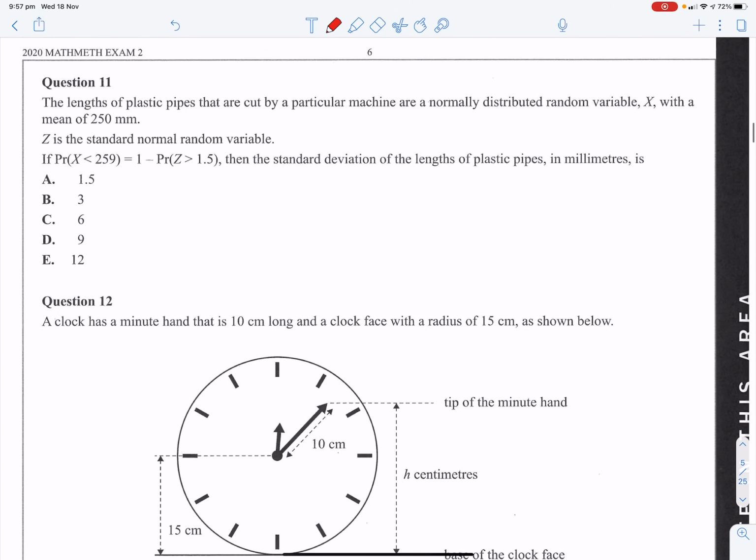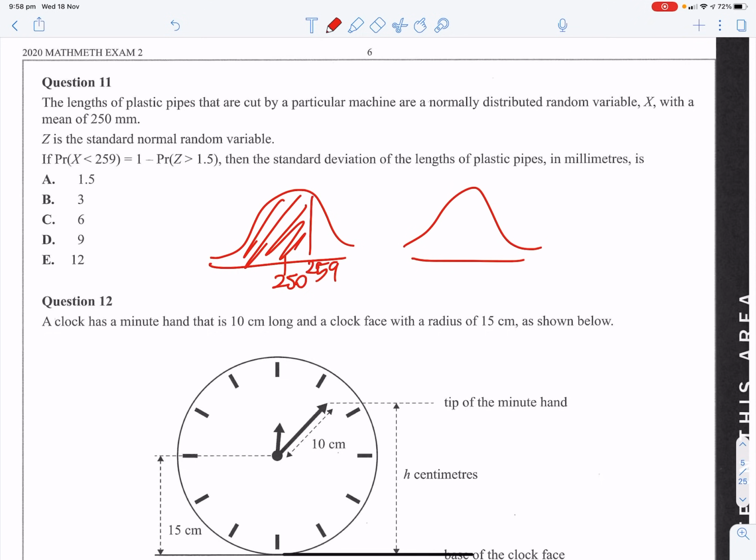Okay, the lengths of plastic pipes that are cut by a particular machine are normally distributed random variable x with a mean of 250. Z is a standard normal random variable. The probability that x is less than 259. So that is equal to the probability that 1 minus z is greater than 1.5. So z is less than 1.5.